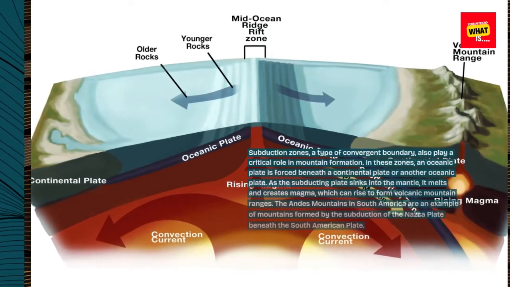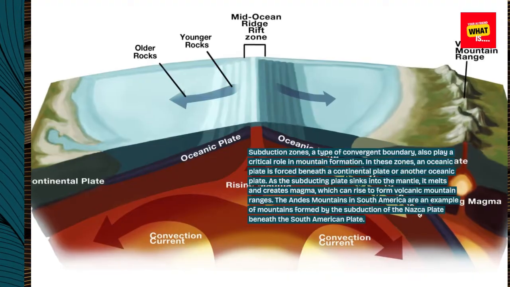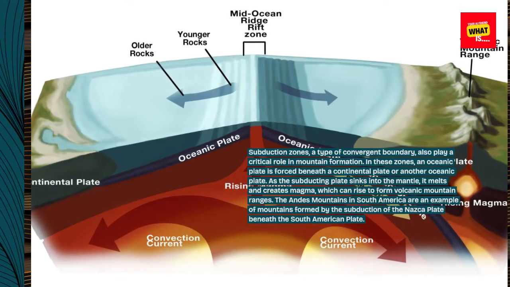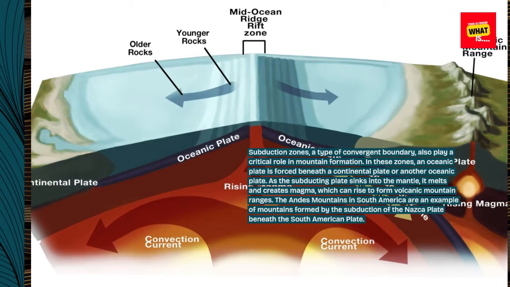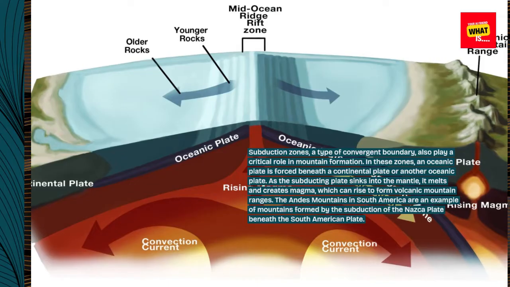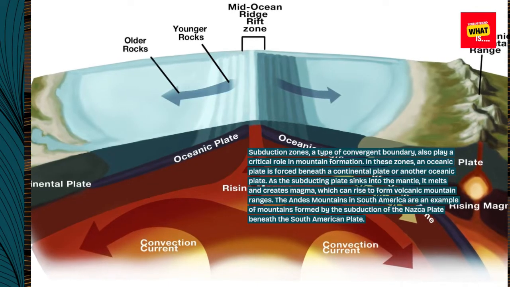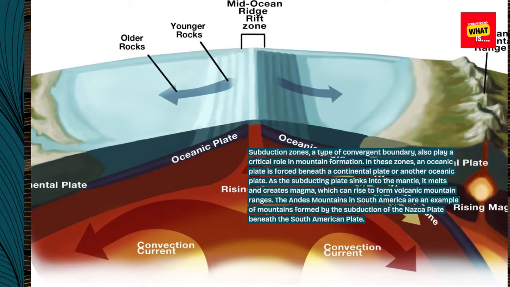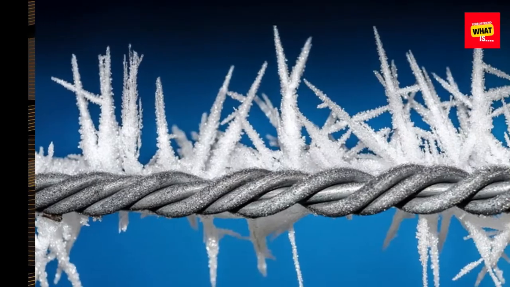Subduction zones, a type of convergent boundary, also play a critical role in mountain formation. In these zones, an oceanic plate is forced beneath a continental plate or another oceanic plate. As the subducting plate sinks into the mantle, it melts and creates magma, which can rise to form volcanic mountain ranges. The Andes Mountains in South America are an example of mountains formed by the subduction of the Nazca Plate beneath the South American plate.